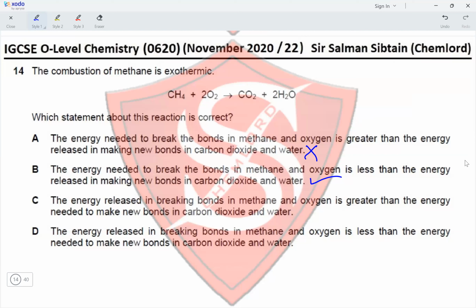Next, the energy released in breaking bonds in methane and oxygen is greater than the energy needed to make new bonds in carbon dioxide and water. Energy is needed in breaking the bonds, and energy is given off or released when new bonds are formed. So this statement is incorrect. Next, the energy released in breaking bonds, the energy is needed in breaking bonds, in methane and oxygen is less than the energy needed, so here it would be energy released to make new bonds in carbon dioxide and water. So this makes option B the correct option for this question.